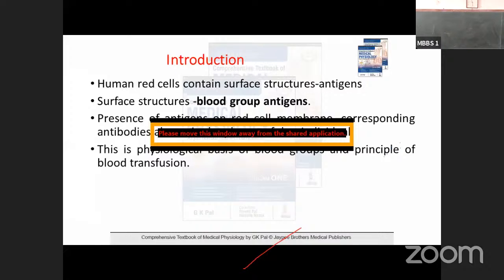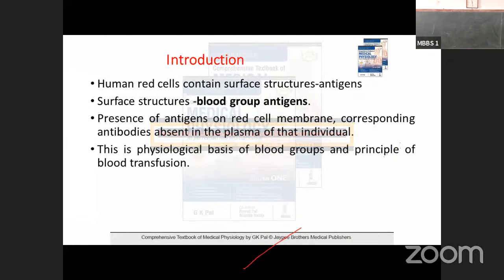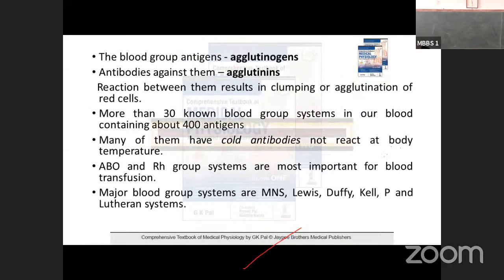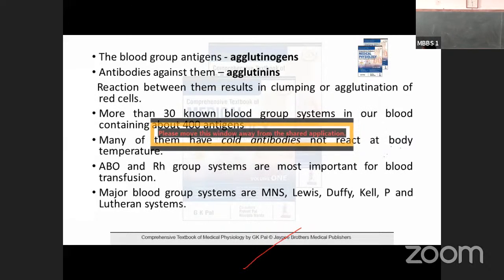When the antigens are present on the surface of the RBC, the respective antibodies are absent in the plasma of that individual, and with this antigen and antibody, we can determine the blood group of the individual. These antigens are the agglutinogens which are present on the cell membrane of the RBC. Antibodies are the agglutinins which are present in the plasma of the individual. Reaction between antigen and antibody causes agglutination or clumping of the red blood cells.